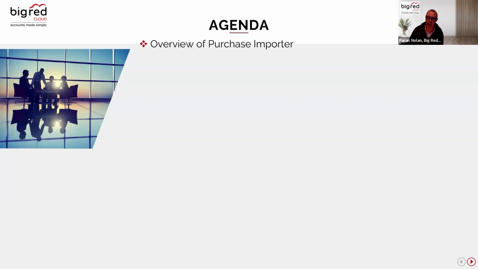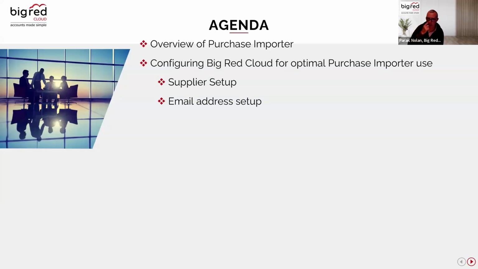Okay, so let's talk about the agenda today. We'll start with an overview of the Purchase Importer, and then we'll look at configuring Big Red Cloud for optimal Purchase Importer use. Before we put any documents into it, there are some settings that we need to do in Big Red Cloud, and they're mostly the supplier setup and the email address setup.